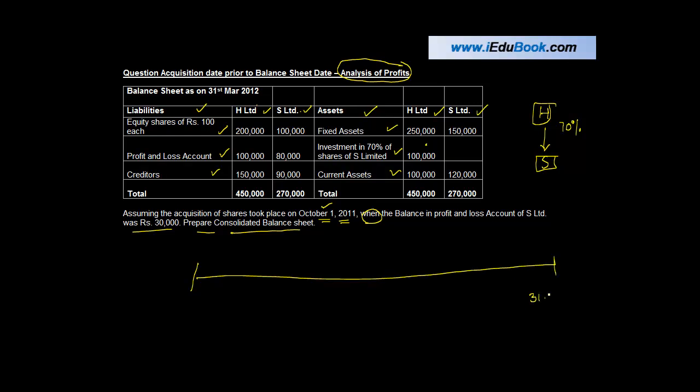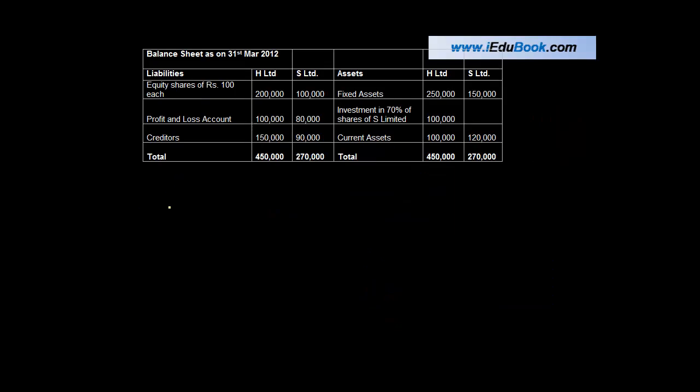we have a balance sheet of the company given to us as on 31/3/2012. We are also told that the acquisition happened on October 1, 2011, and on that date the balance in the profit and loss account is 30,000, of S Limited of course. You have to prepare the consolidated balance sheet. Whenever you prepare a consolidated balance sheet, there are certain defined steps one needs to take. Let's prepare the consolidated balance sheet.